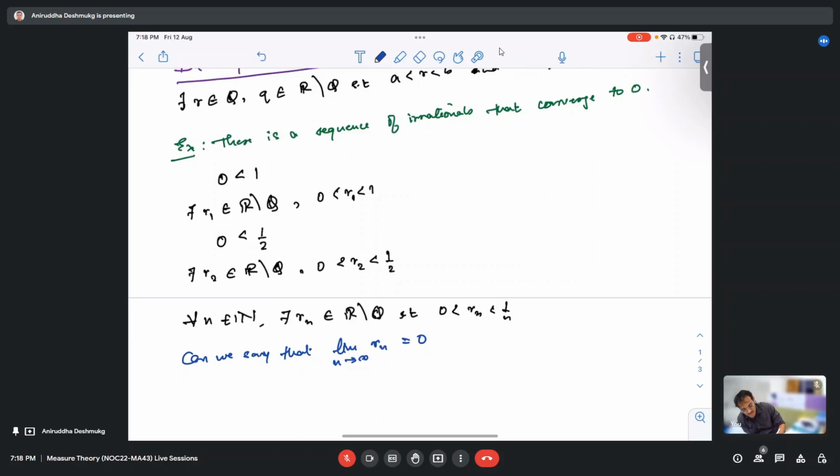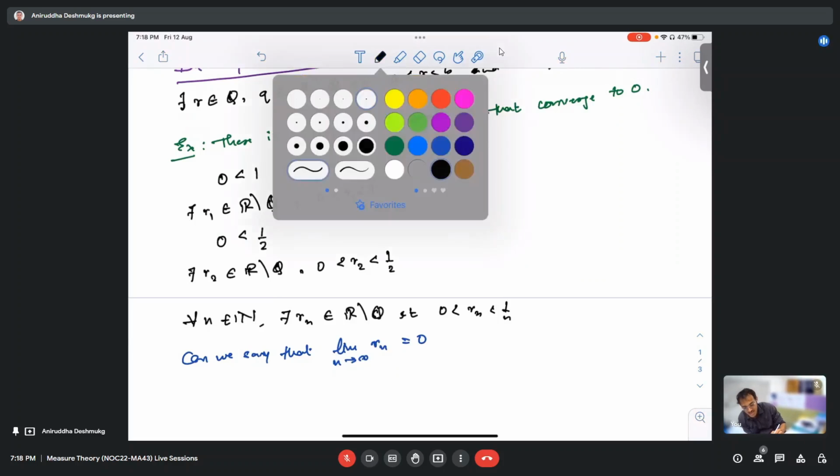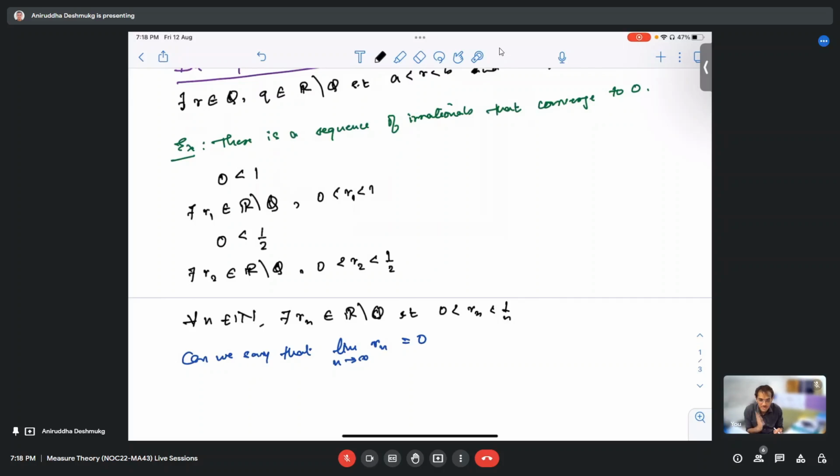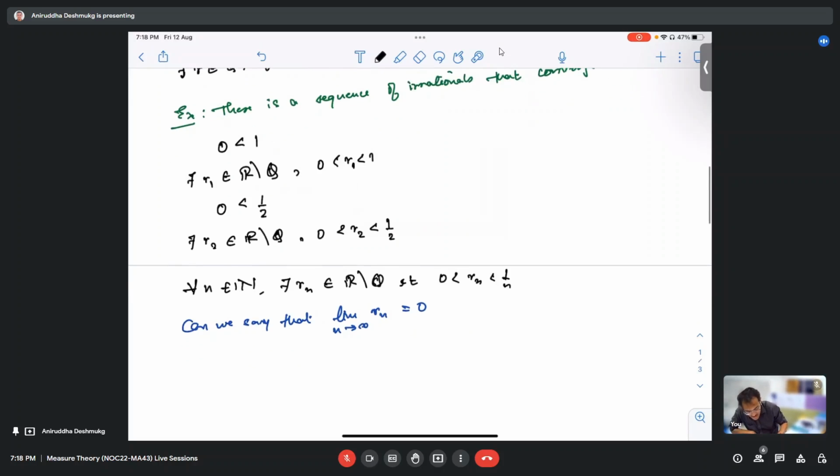Because 0 is a constant sequence and 1 by n converges to 0, you can take the sandwich lemma. The sandwich lemma tells us that the in-between sequence must converge to 0. So the limit of Rn converges to 0. Now let us consider this collection of sets.